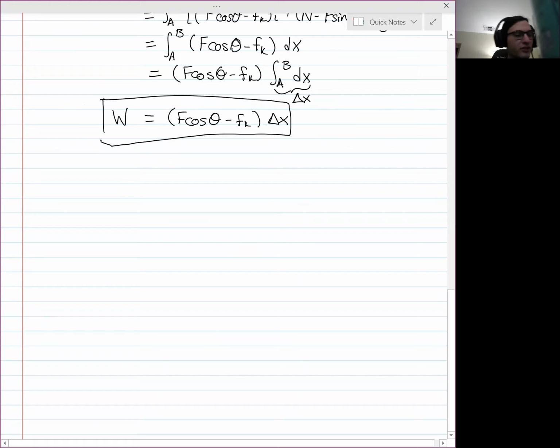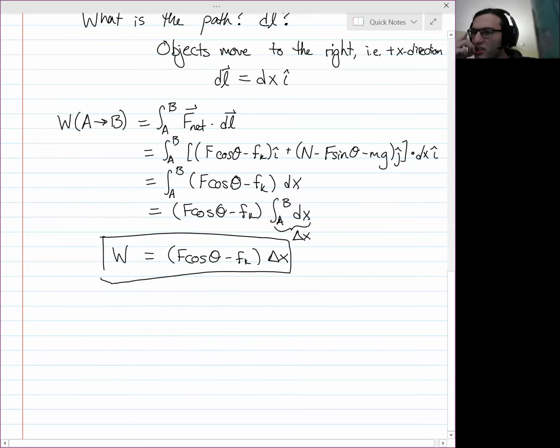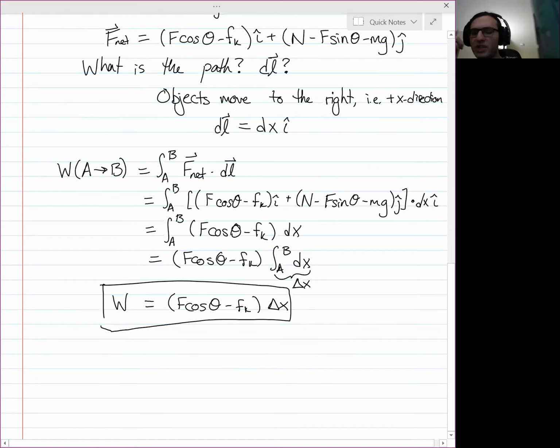Now, we are almost out of time, so I'm just going to make a very quick remark. Newton's second law, n minus f sine theta minus mg, or do we have to use the dot product? Perhaps I don't understand your question. Let me make this remark and then we can talk about it.